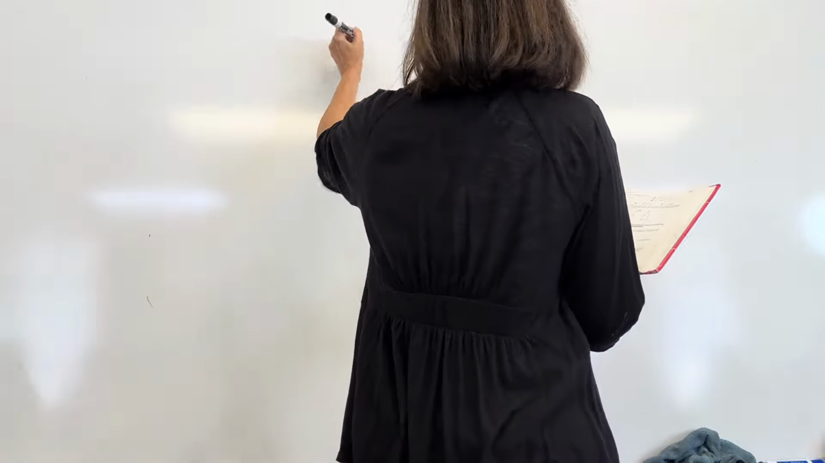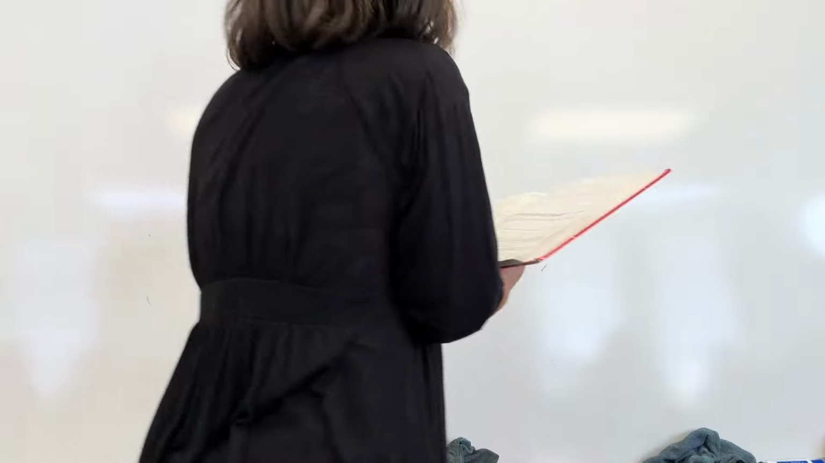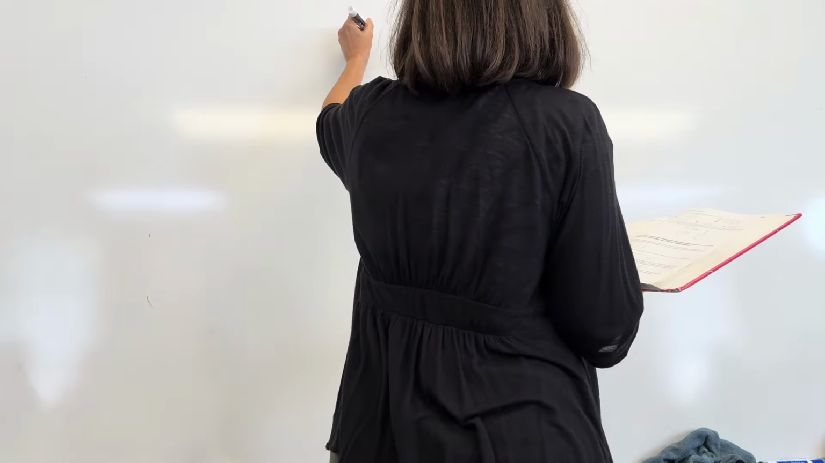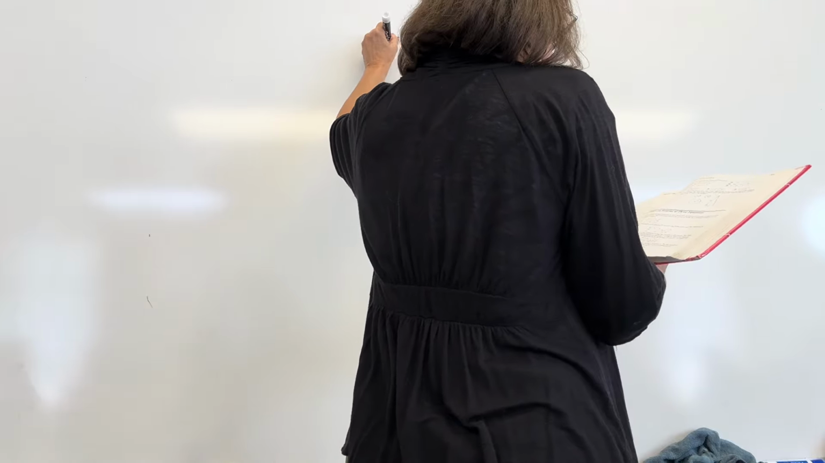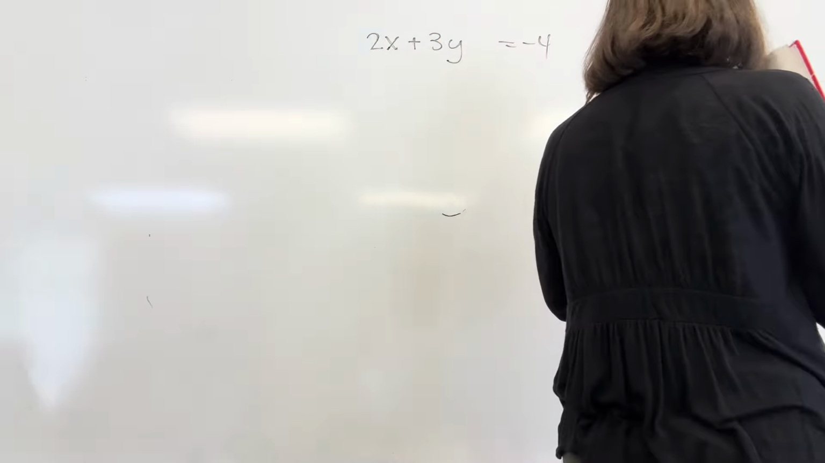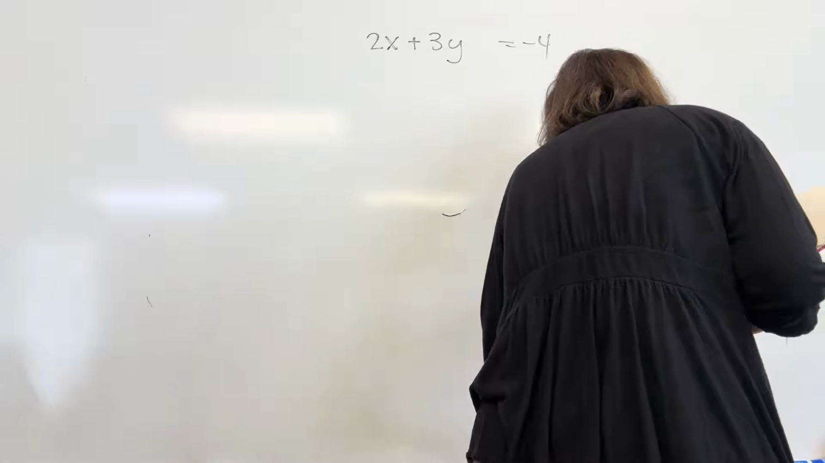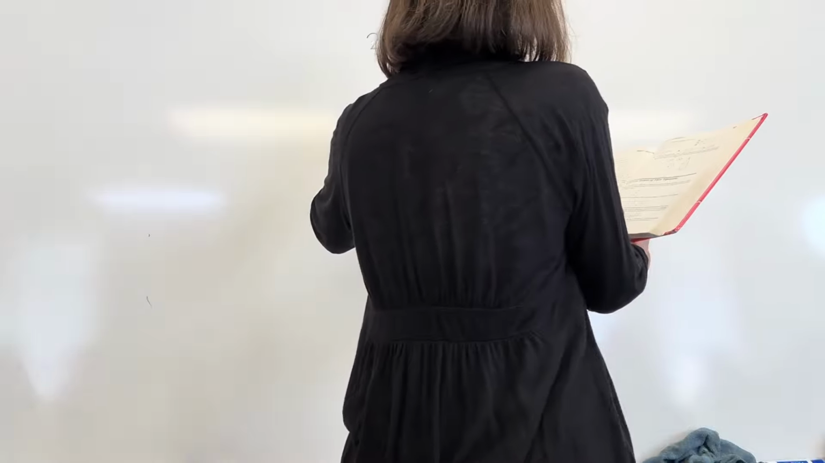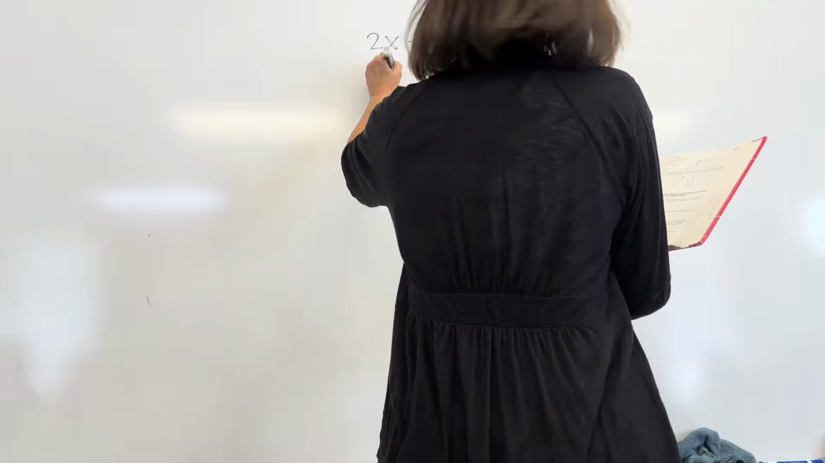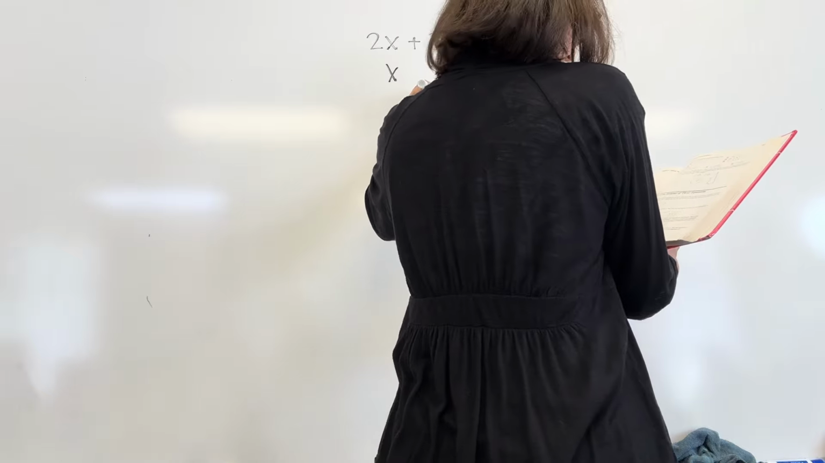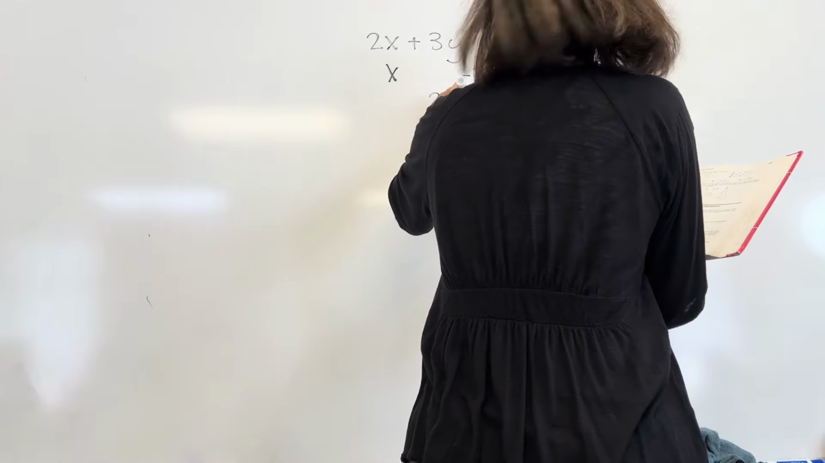We have x and y, but no z. I'm going to leave a space for z, because this is going to help me decide which one I want to eliminate. In the second equation, I have x and I have z. And in the last equation, I have y and I have z.